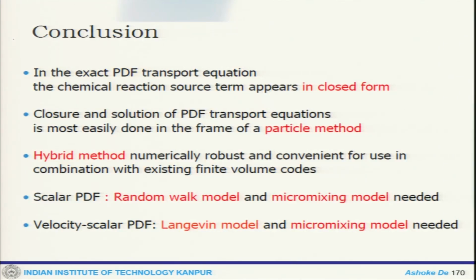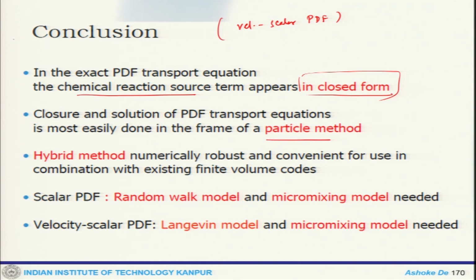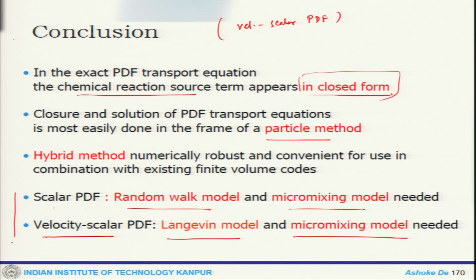So just to sum up the things for the velocity scalar PDF. In the PDF transport equation, you have the chemical source term, which is in closed form. That's the biggest advantage, which is true for both scalar PDF and velocity scalar PDF. Then the closure solution of the PDF equations is usually achieved with the particle method. So the framework is essentially a hybrid method, which has both the Eulerian framework and the Lagrangian framework, which is numerically quite robust and convenient for use in combination with finite volume methods or codes. Then in scalar PDF you need a random walk model and micromixing model, whereas in velocity scalar PDF you require the Langevin model and micromixing model. So that will close the terms which are unclosed in the system.